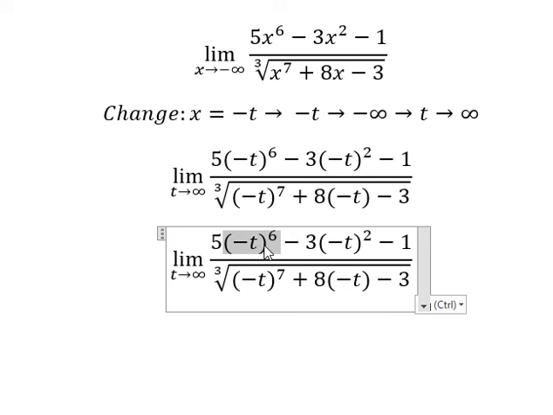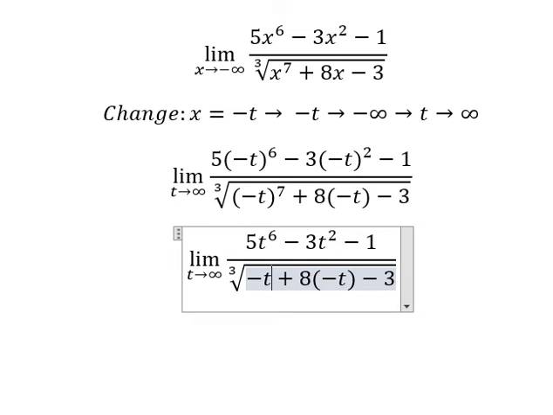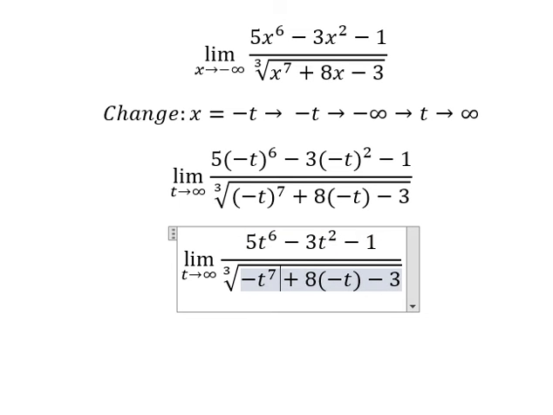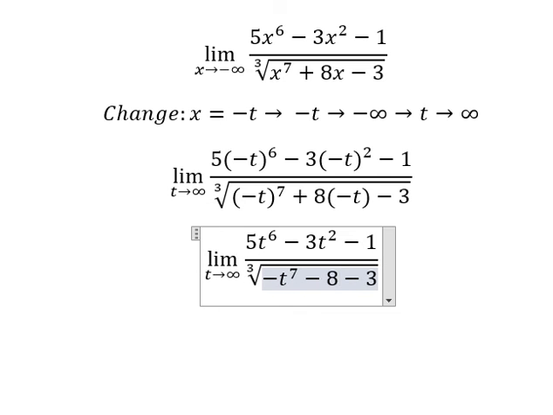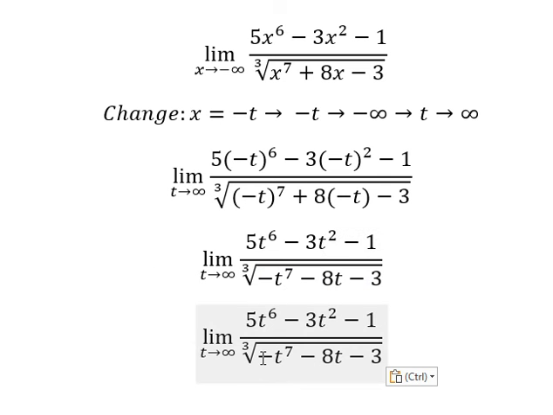So this one we have t to the power of 6 because this is about even power. Similar for this one, this is about even power. This is about odd power, so we have negative t to the power of 7 and we have the negative in here. So we can put negative go outside because this is about the cubic root.